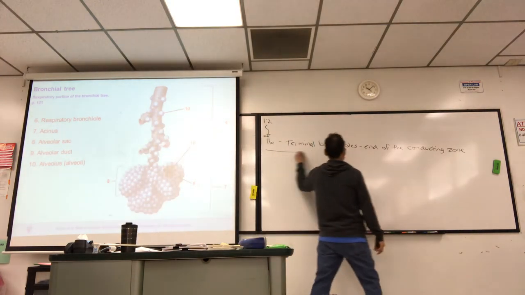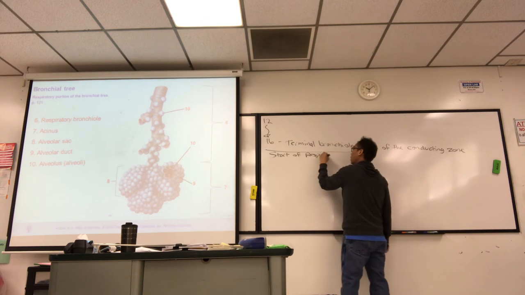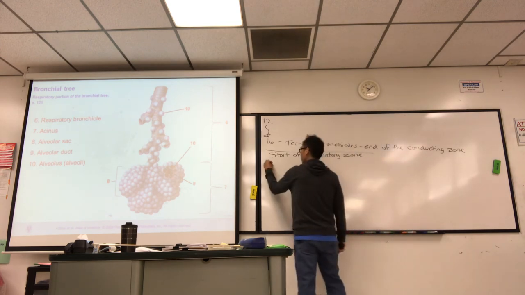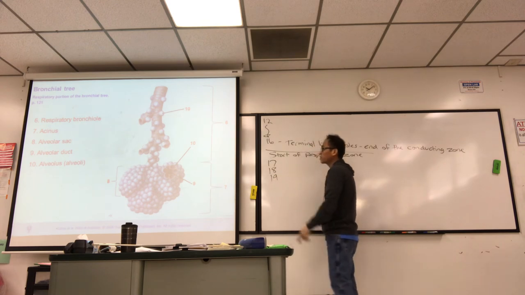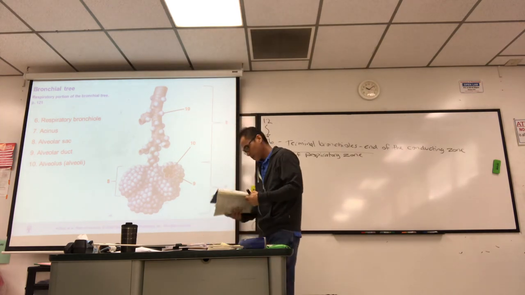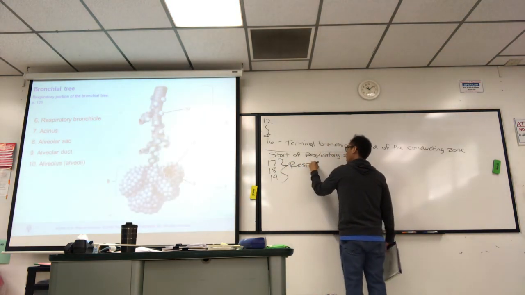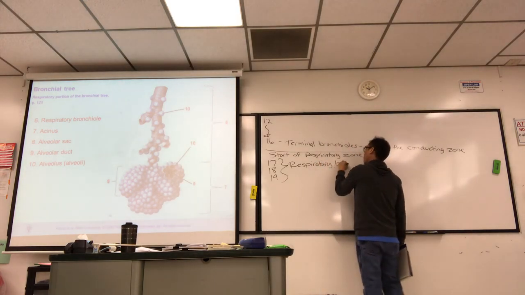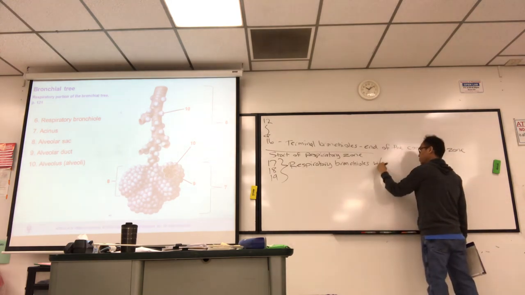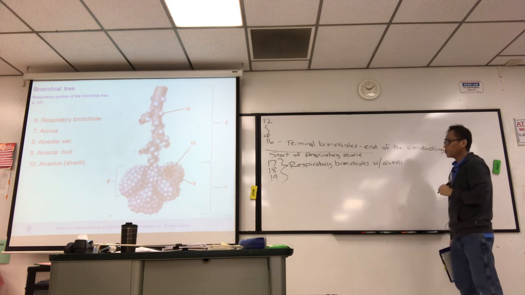So after 16, end of the conducting zone, this is the start of the respiratory zone. So, division 17, 18, 19, you have what are called the respiratory bronchioles. They're bronchioles with alveoli. Start of the respiratory zone because this is where you can have gas exchange.